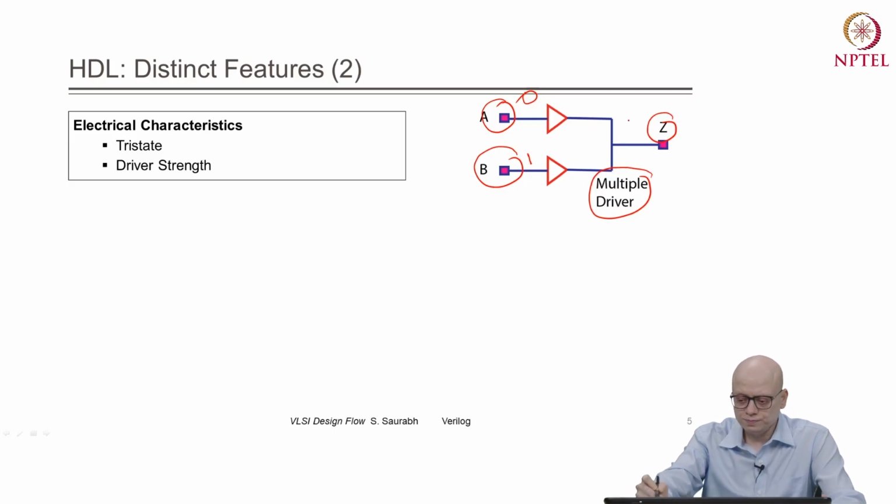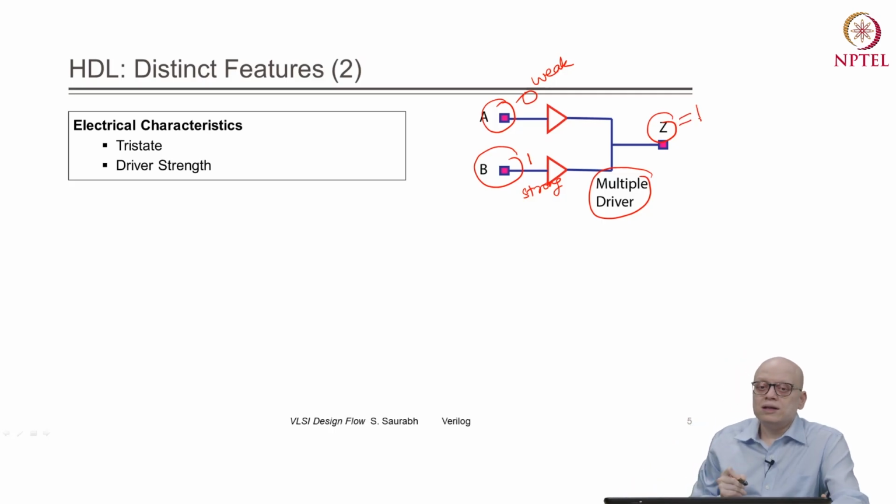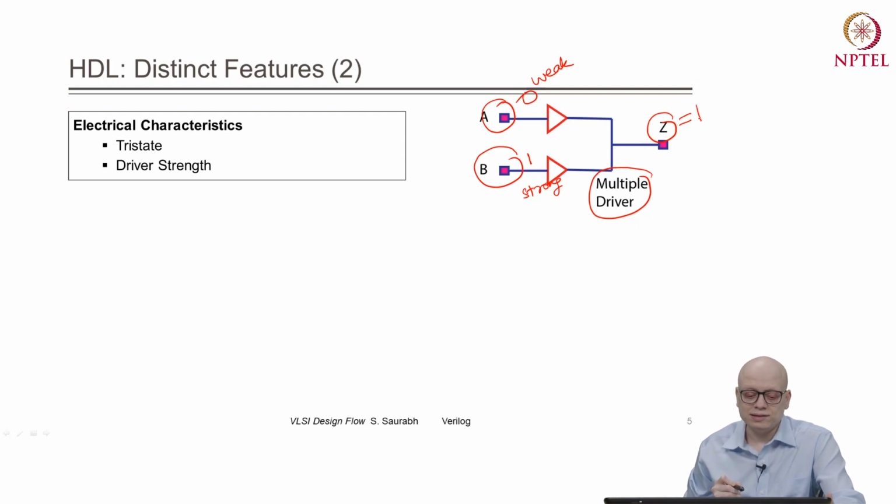For example, if 0 is weak and 1 is strong, in that case, Z will probably get a value of 1. So, there should be some way of resolution of the conflict, when there is a conflict in the operation of values at a signal.